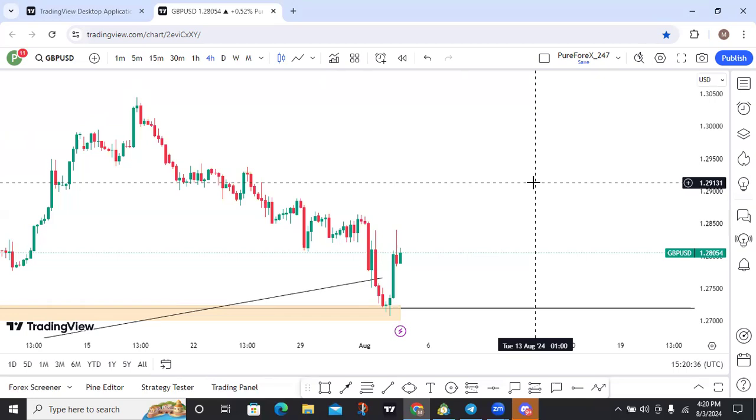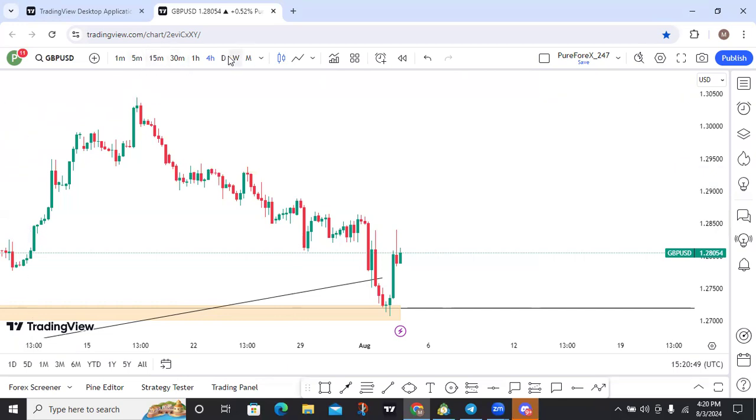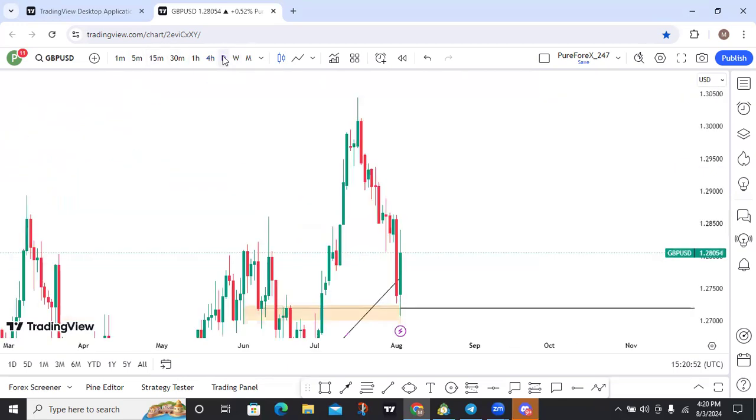So each time you analyze and the market goes differently from the way you analyzed, always observe and see where you got it wrong so that you'll be able to improve on your analysis next time, right? There is no bad analysis anyway. So let's go to the daily time frame for GBPUSD.